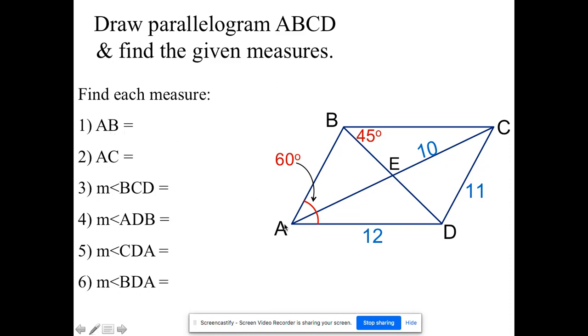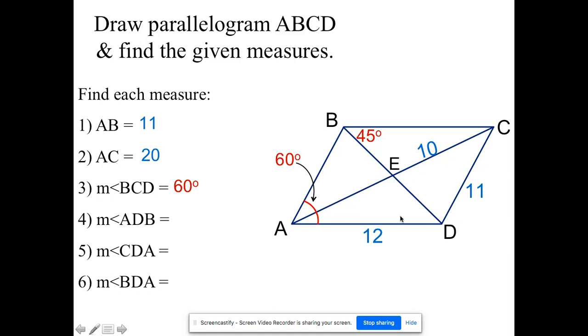We have AB. AB is a side right here, and we know that opposite sides are congruent. So AB is 11. For AC, we have AC as the whole diagonal, and we just talked about this number 10 here being EC. We know that diagonals bisect each other, so it would be 10 times 2, which would be 20. We have the measurement of BCD, this big angle up here. Well, we know that theorem 2 says opposite angles are congruent. So let's look opposite here, and it is 60. So that would be 60 degrees.